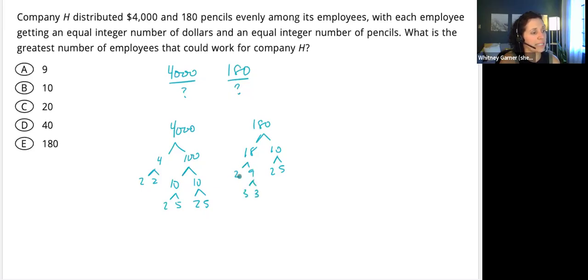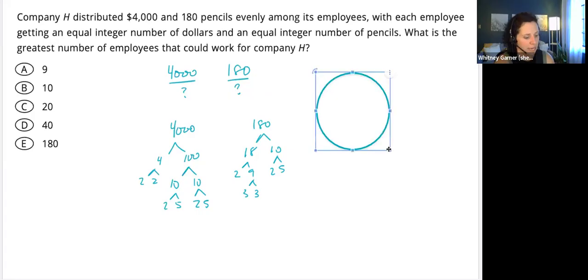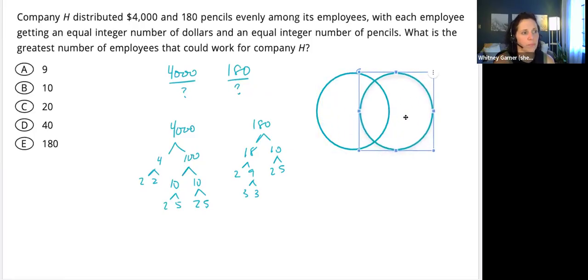Now, if you haven't seen GCF in a while, or LCM, greatest common factor, least common multiple, a really slick way of solving these is to create a Venn diagram for your two numbers. So I'll put 4,000 on one side, I'll put 180 on the other.